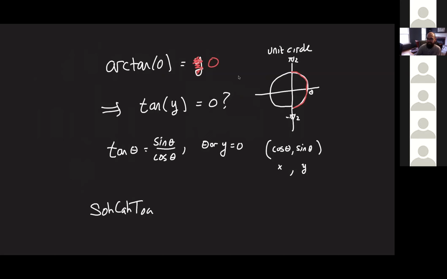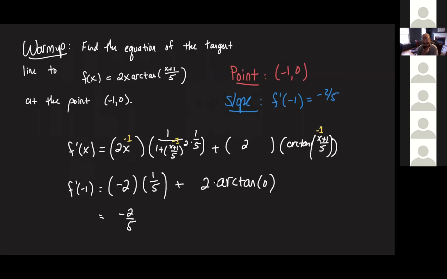Thank you. All right, so we get arctan is 0, and then if I come back over here, we have this information, right? We have a point, we have a slope, and what we want to do is put all of that together.